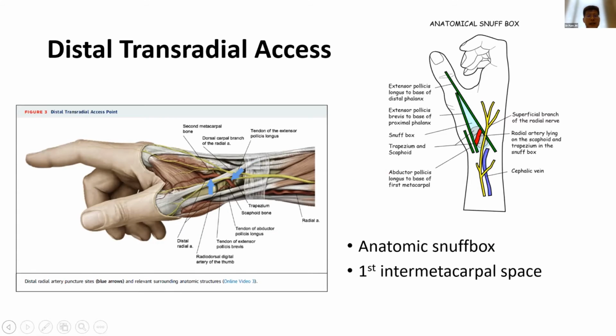There are two possible sites where the radial pulse can be felt at the dorsal of the hand. One is what we call the anatomical snuff box, which is a triangular depression space on the radial dorsal aspects of the hand, showing up when the thumb is extended. Another puncture site is that of the first intercarpal space between the long extensor tendon and the second metacarpal bone.